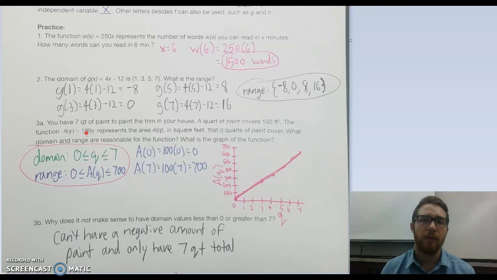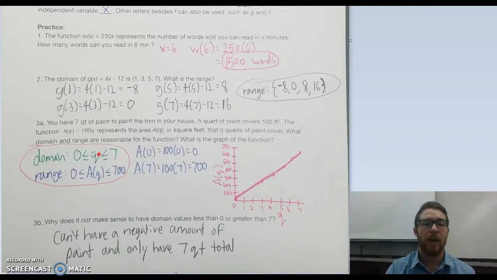As far as thinking of the reasonable aspects, again, your domain is your input value. So q is going to be my domain variable. And if I want to think of what values are reasonable for q, we're kind of answering 3b already in this question. So you can kind of answer 3b before you answer 3a.